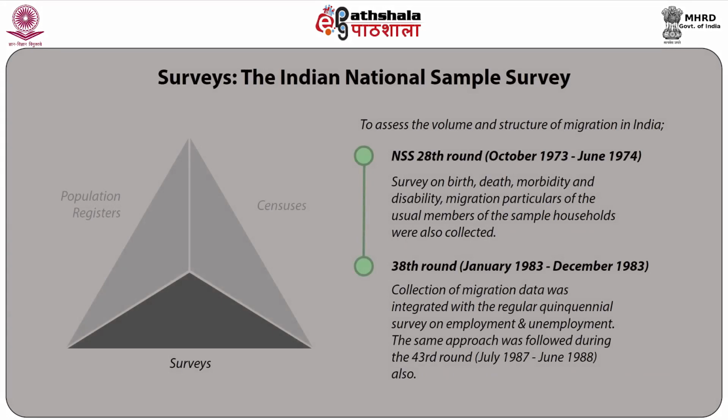In the 18th round, the survey on migration was conducted on a much larger scale. In the NSS 28th round, which was conducted in 1973-74, in a survey on birth, death, morbidity and disability, migration particulars of the usual members of the sample household were also collected. In the 38th round, collection of migration data was integrated with the regular quinquennial survey on employment and unemployment. The same approach was followed during the 43rd round of survey.